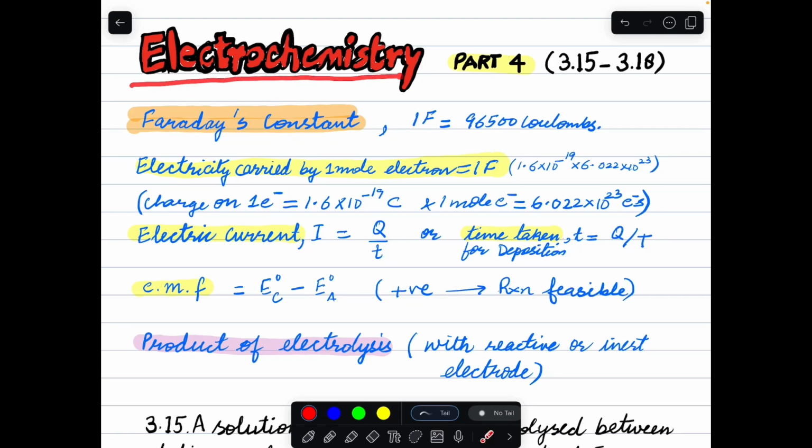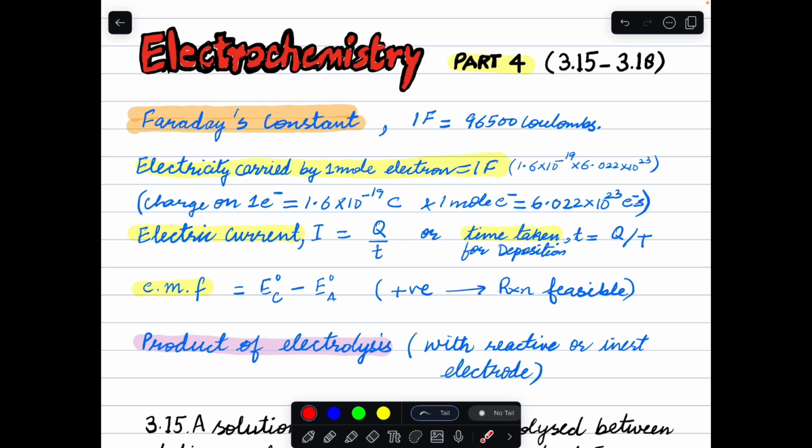Problems based on important topics of electrochemistry. So today we'll be doing more problems based on Faraday's constant and electricity carried by 1 mole of electron, electric current, or the time taken for the deposition in the process of electrolysis.